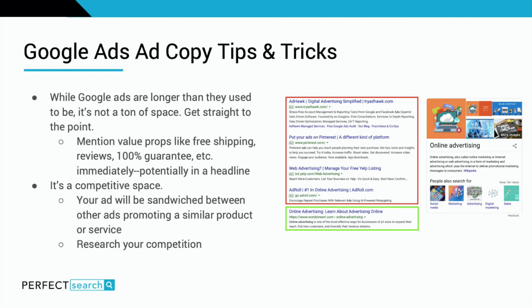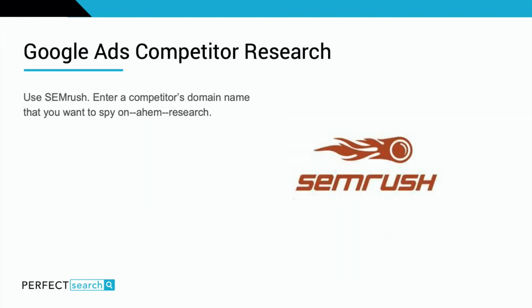Google Ads are also a competitive space. Your ad will be sandwiched between other ads promoting a similar product or service, so research your competition and see what the landscape looks like. Google Ads competitor research: use SEMrush. Enter a competitor's domain name that you want to spy on and research.